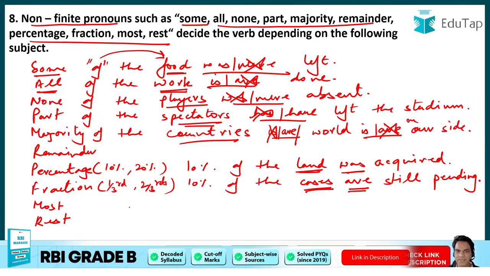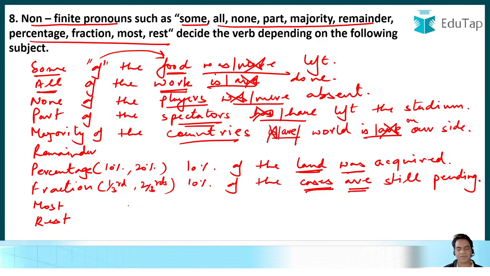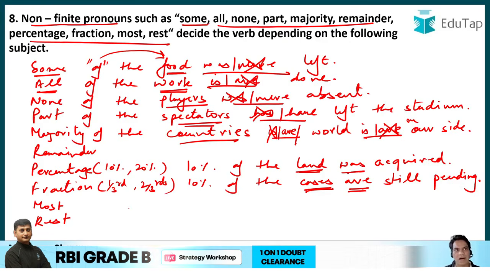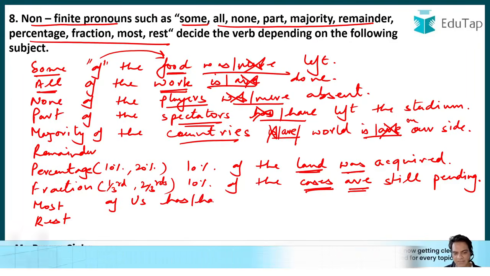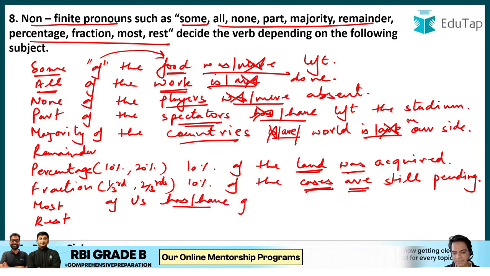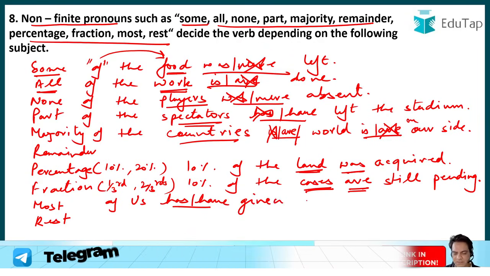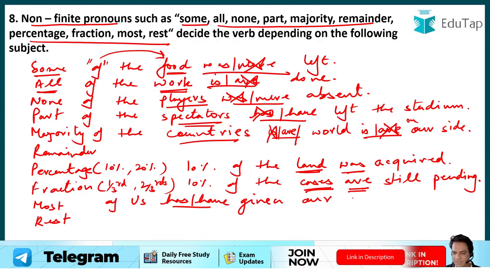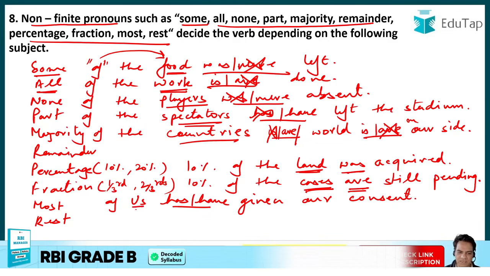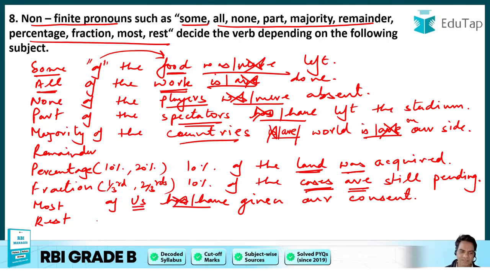Similarly, 1/3 of the area is under forest cover. 1/3 of the citizens are unhappy with the result. Most of us have given our consent. Yes guys, what should come? What should be the answer? Most of us have given our consent or has given our consent? Most of us is plural, so have given our consent.